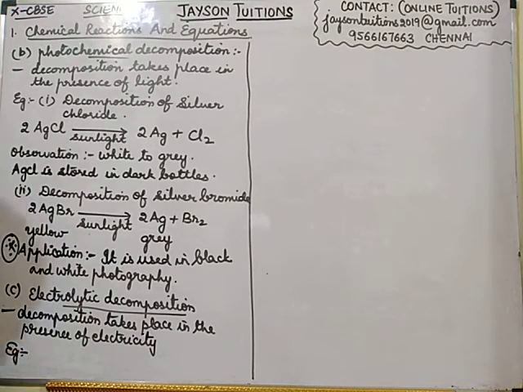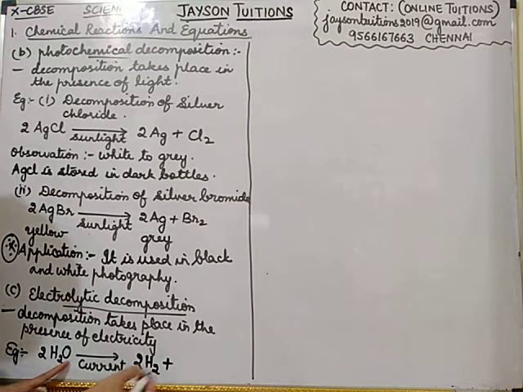Example, electrolytic decomposition of water. So when you pass current through water, here I am taking two water molecules. So how many hydrogens are there? Two twos are four hydrogens. So 2H2, and how many oxygens are there? Two ones are two oxygens, plus O2. So when you pass current through water, it will get decomposed into hydrogen and oxygen.